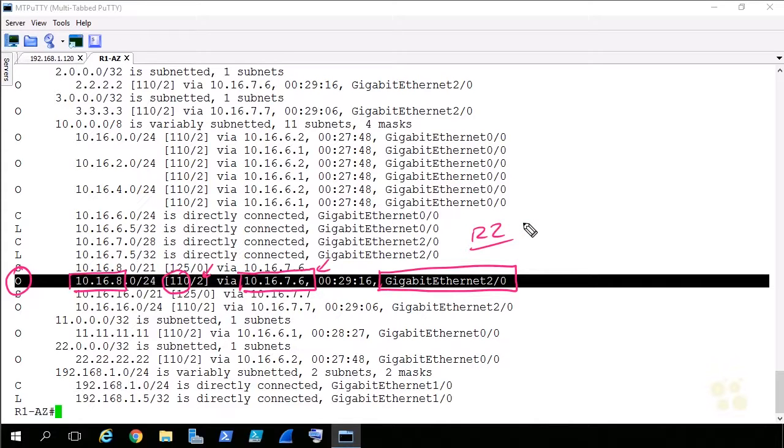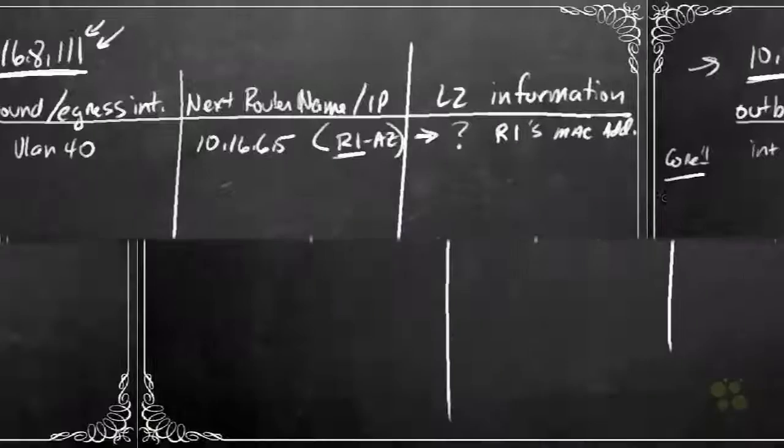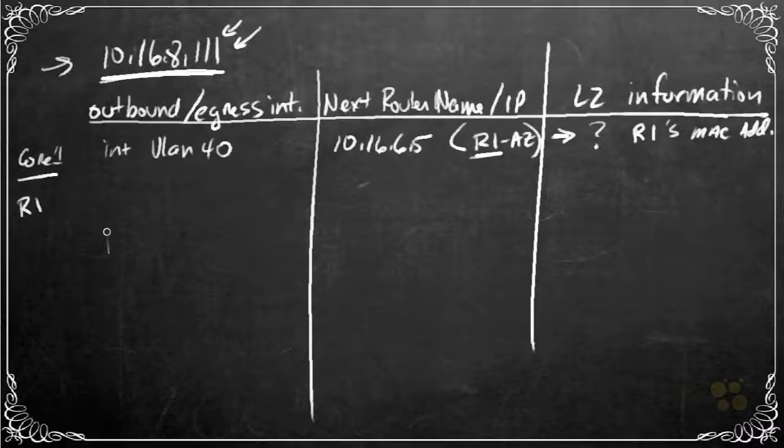So let's add that information to the table. So now this is R1. The outbound interface it's going to use is gig2/0. The next hop is going to be 10.16. And I need to go back and look again. Let's take a look.